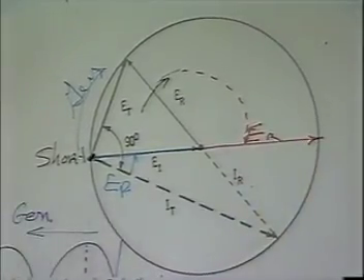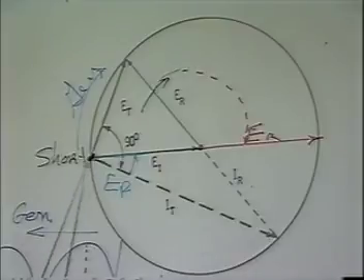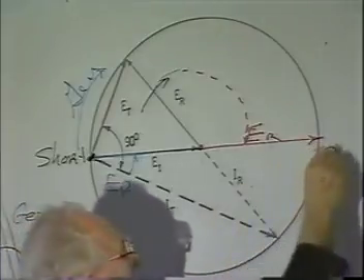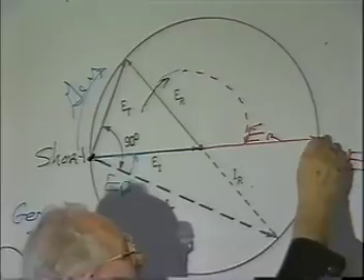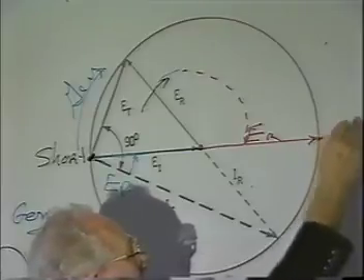Now what's the total at this point? The total voltage on the transmission line: E sub I plus E sub R. Very simple, isn't it? 2E. Therefore, what must this point be? Open.